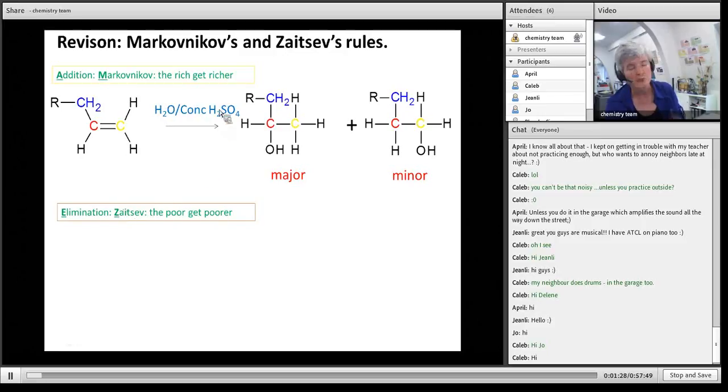And the way to remember it is the rich get richer. Please don't use that in the exam, okay? You're not going to get anything for it.